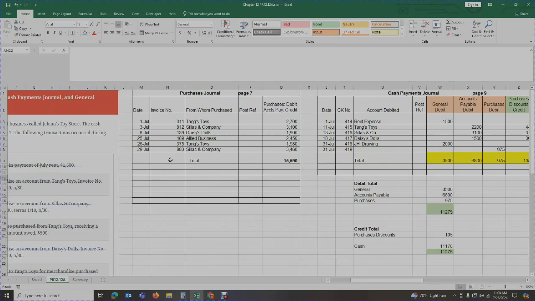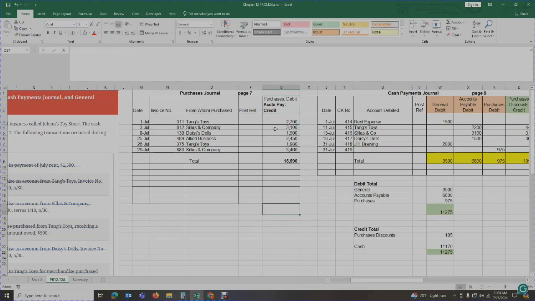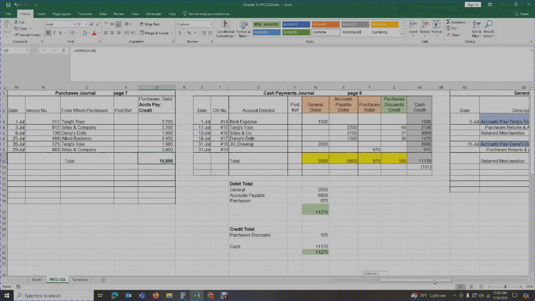And remember, these are all of my purchases on account. So we debit purchases and we credit accounts payable. Accounts payable will be credited. So we have a total of $15,590. So that's a credit to your accounts payable. So we're going to get the grand total for the month, $15,590.